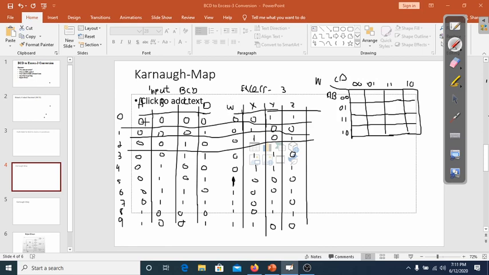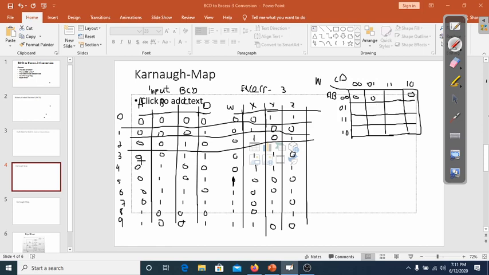Now look at this table, this column. When A, B, C and D are 0, I will incorporate the output 0. When A, B and C are 0, for this combination W is again 0. Then for this combination, W is 0.